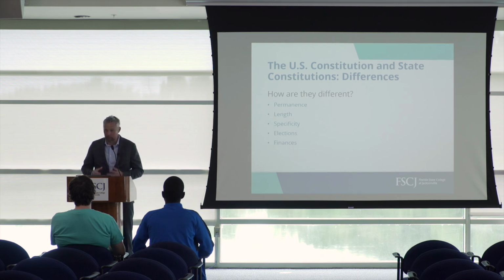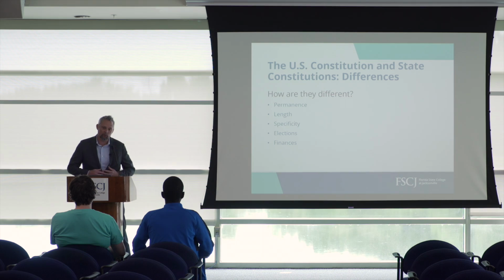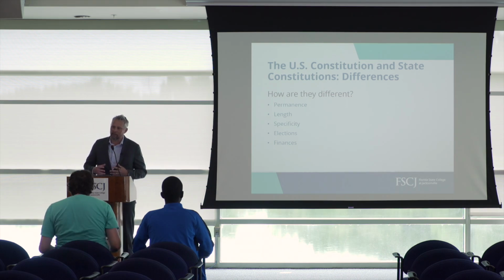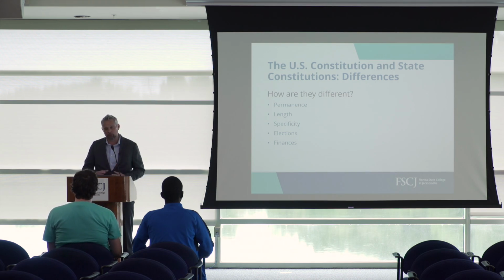So, very briefly, how do the U.S. Constitution and state constitutions differ? The first is the idea of permanence. Okay, we adopted our Constitution in 1787 here in the United States to replace the failed Articles of Confederation. Since that time, we have seen fit to amend our Constitution 27 times, okay? 10 initially with the passage of the Bill of Rights. So if you consider the long, 200-plus years of American history, this document has actually changed very little.